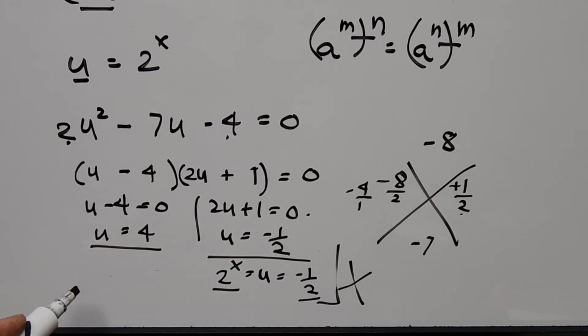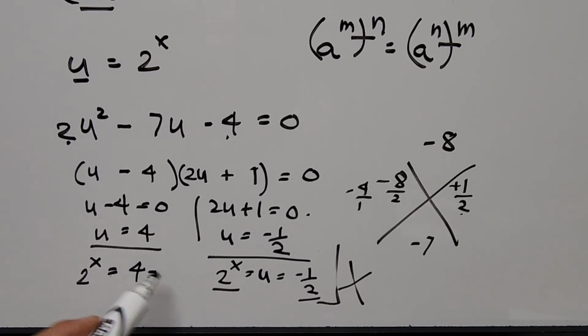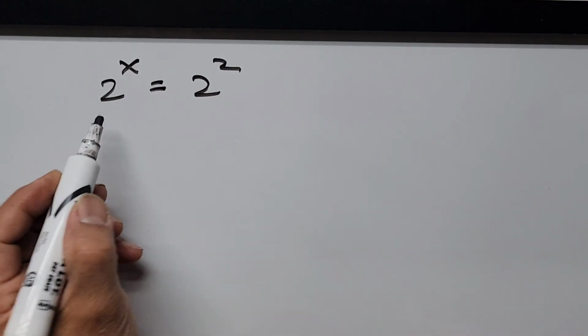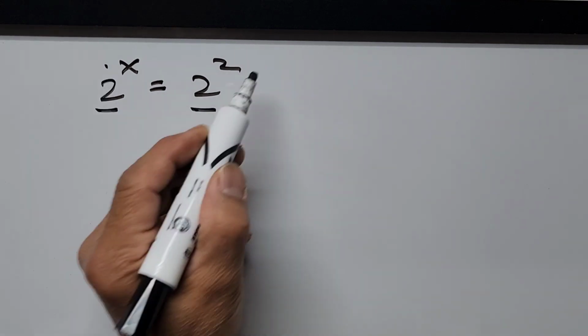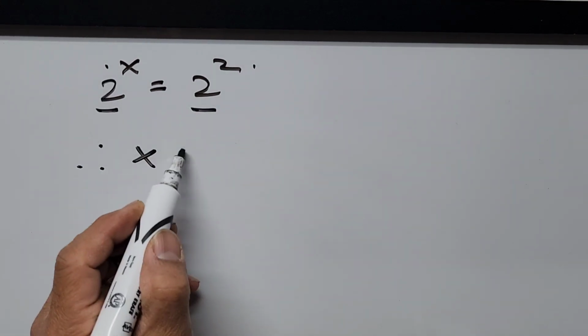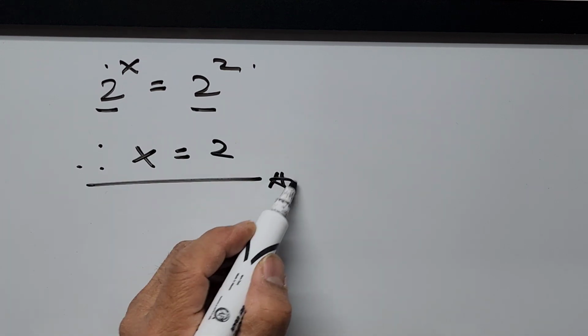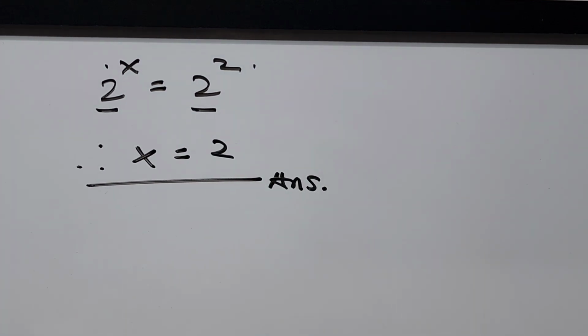Alright, so in here then we're using u equal to 4. Since u is a substituted variable from here, 2^x is equal to u, and here is 4. So 4 can be written as 2 squared. So 2^x equals 2 squared. So we have the same base, which means we're equating the exponents. Therefore, x is equal to 2. That is our answer. So now we're going to check our answer.